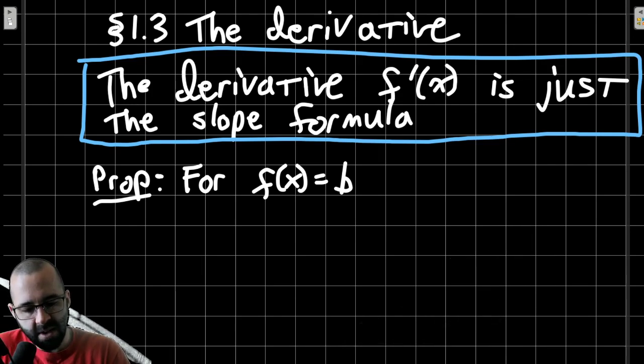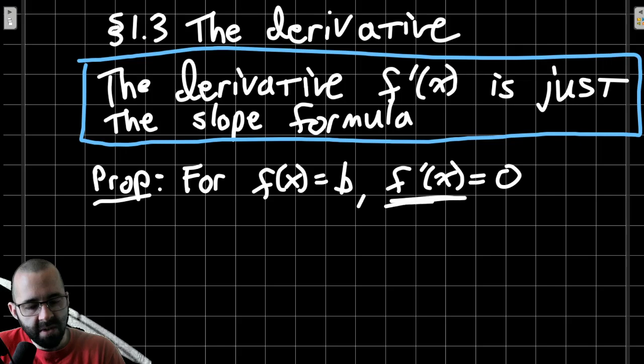So for f of x equal to a constant, f prime of x is equal to 0. The slope, that's what f prime means, the slope at any point x is going to be 0. There's no slope, constant function. So that's our first one.